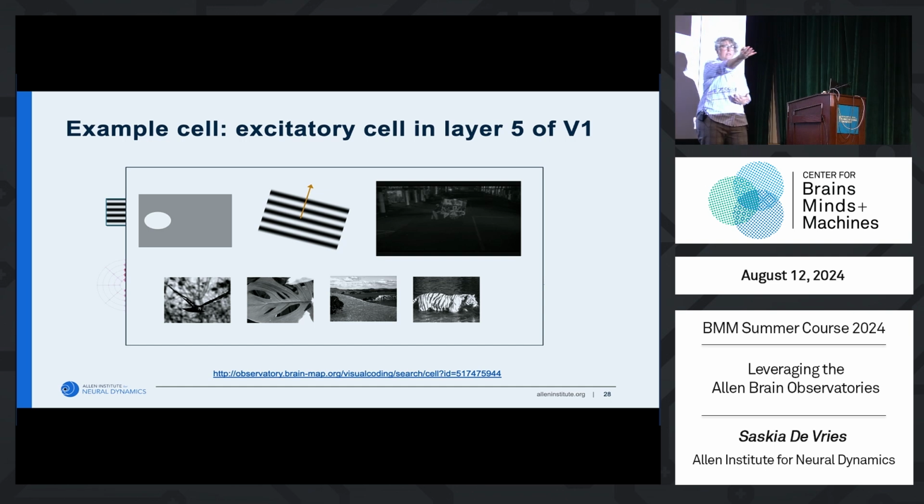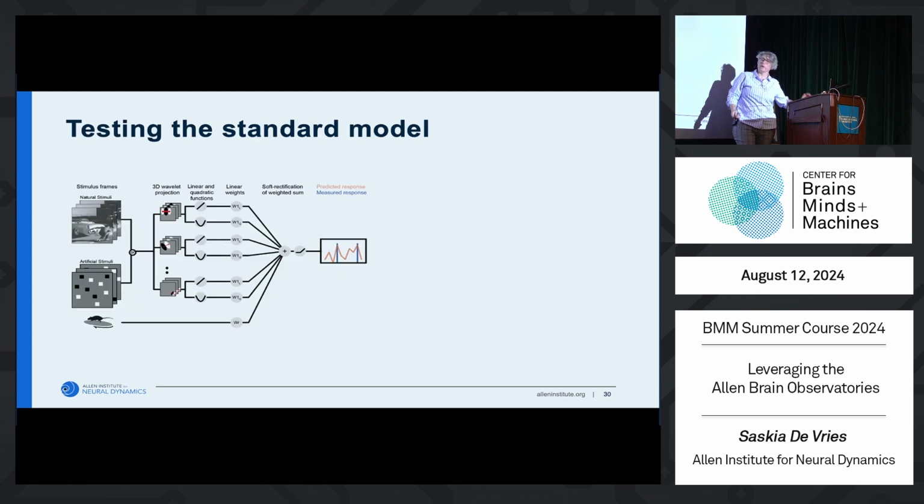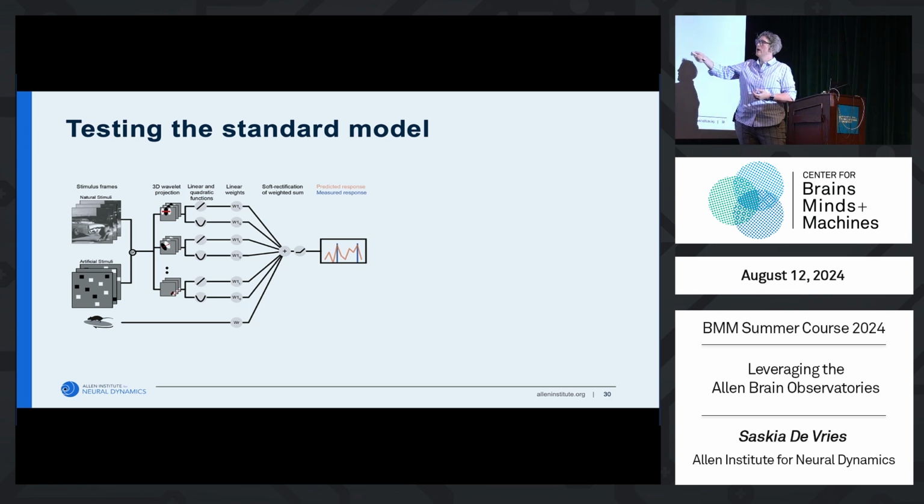And so the question that I think you're asking is, can we come up with a standard model for this cell that will predict this cell's response to these different stimuli? So this is one of the things that we did with this data set, was to implement the standard model. And the way that we did this was we used a wavelet projection, a basis set. So we've got 3D wavelets, both spatial and temporal, that span all of the spatial and temporal features within the mouse's visual space.